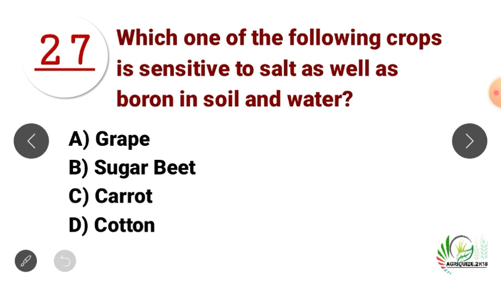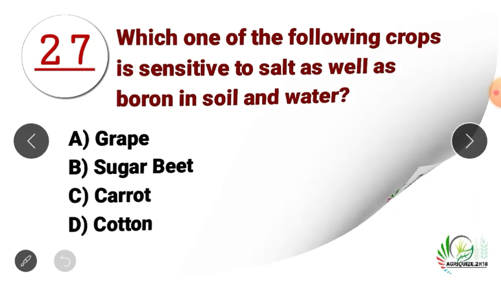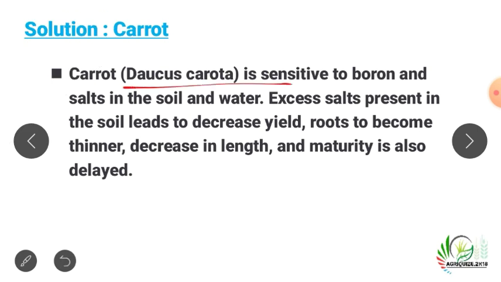Question number 27. Which of the following crops is sensitive to salt as well as boron in soil and water? Here option C, carrot, is the correct answer. Carrot is sensitive to boron and salts in soil and water. Excess salt present in soil leads to decrease in yield, roots become thinner, decrease in length, and maturity is also delayed.